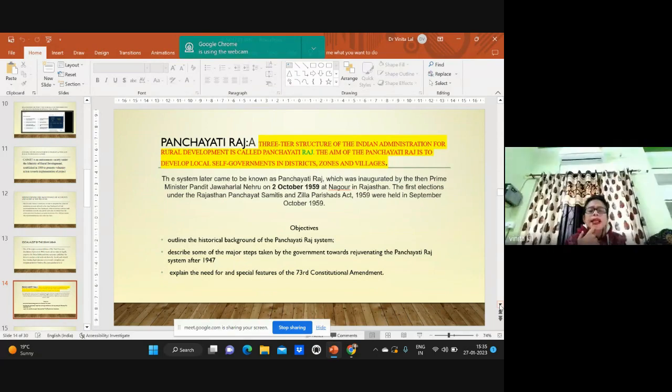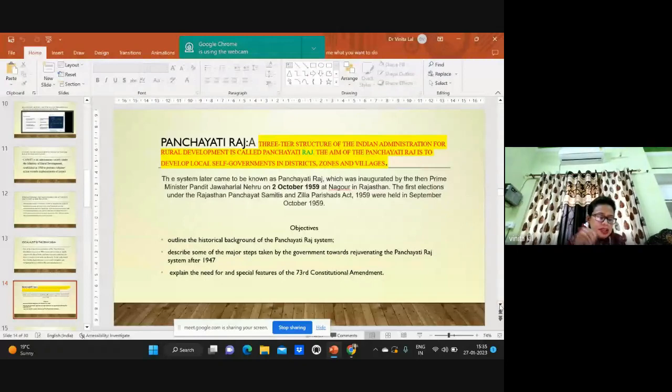So, in 1953, in India, the Rajasthan Panchayat Act was enacted and village panchayats were established throughout the state. Rajasthan has the distinction of being a pioneer in accepting the scheme of democratic decentralization, envisaging a three-tier system of representative bodies at the village level. The system later came to be known as Panchayati Raj, which was inaugurated by the Prime Minister on 2nd October 1959.